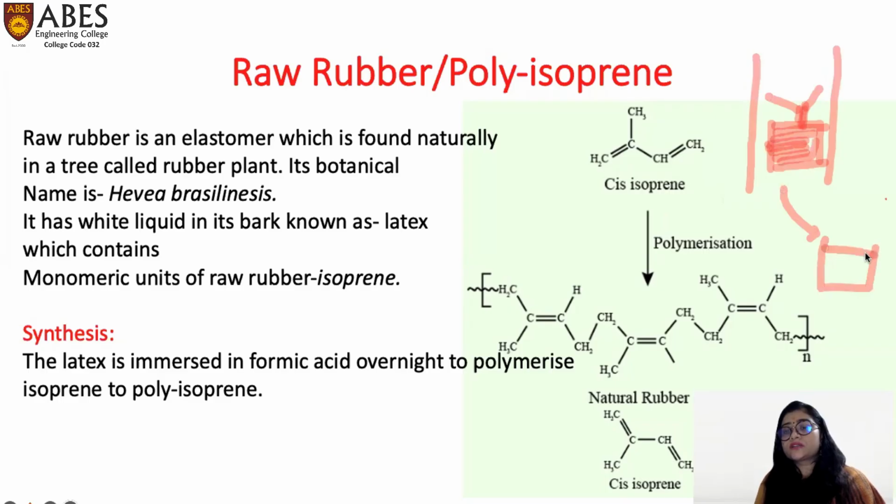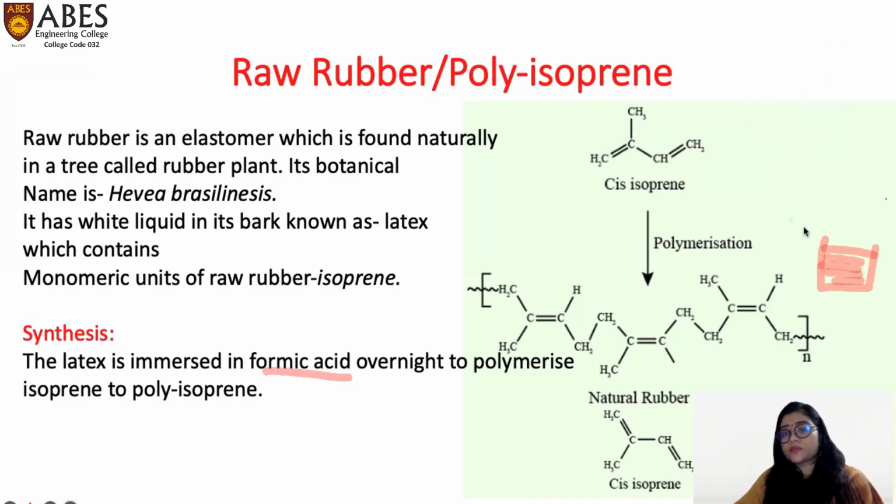So, when all the collection is made, the big container containing the isoprene is added with formic acid. Formic acid initiates this reaction where the latex, that is, the white solvent having isoprene, polymerizes. It breaks the two bonds and polymerizes the isoprene, bringing about the polyisoprene or the raw rubber. So, this is how the raw rubber is obtained from nature.